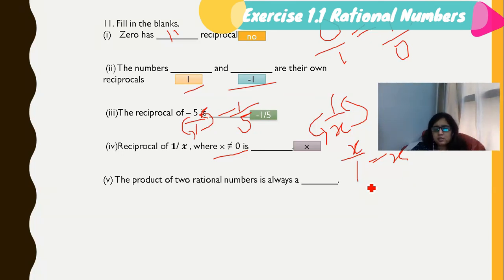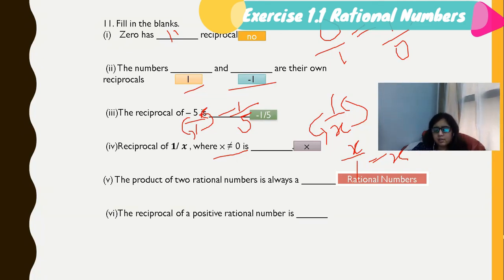Our fifth part is, the product of two rational numbers is always a blank. Suppose we take the example in order to fill in this blank. I have told you in the property of rational numbers also, that if we multiply two rational numbers, we will get a rational number. That is our closure property. So if you have not watched the properties video, you can watch that video. I have explained in detail what a closure property is with the example. So our fill in the blank will be a rational number. Why? Because if we multiply two rational numbers, we will get a rational number.